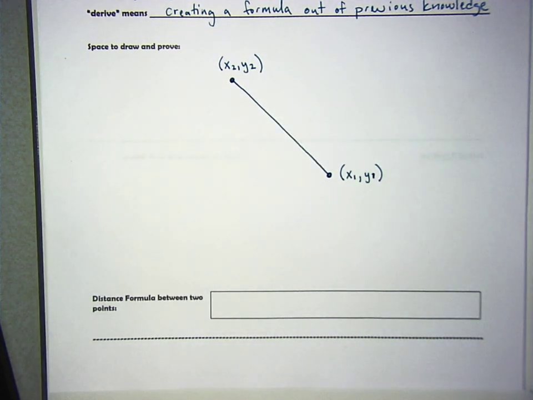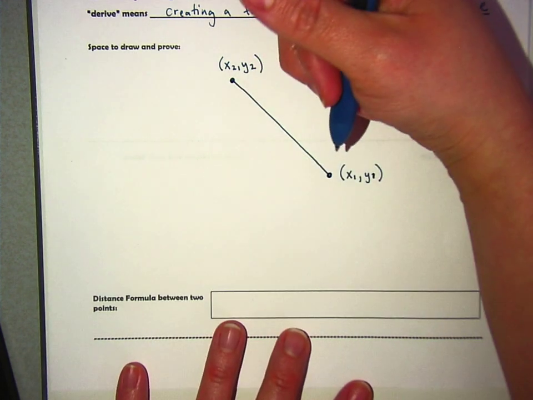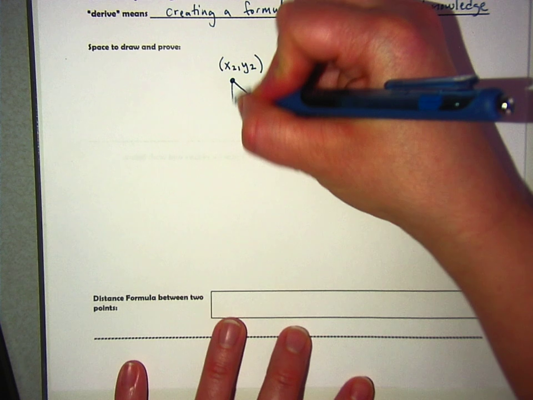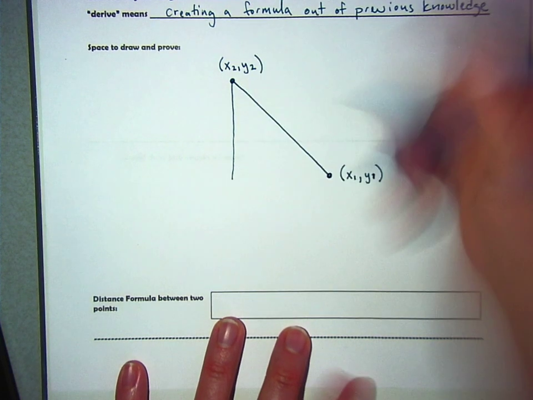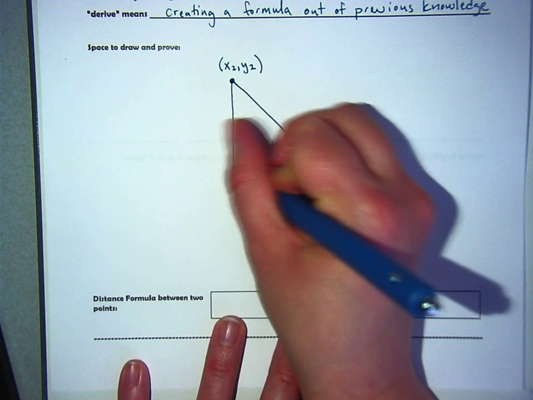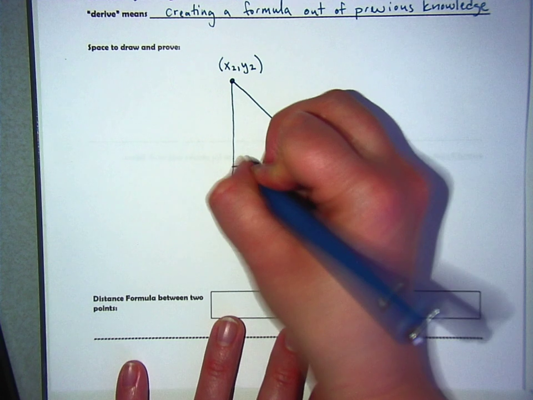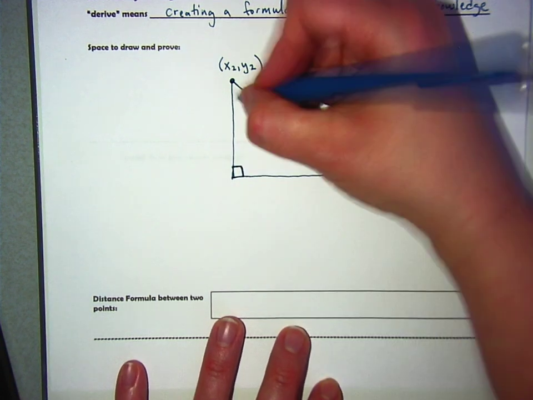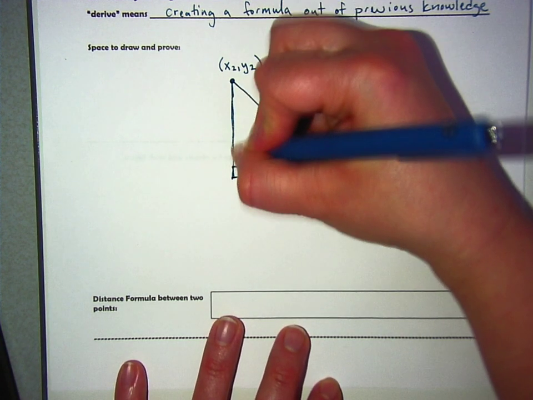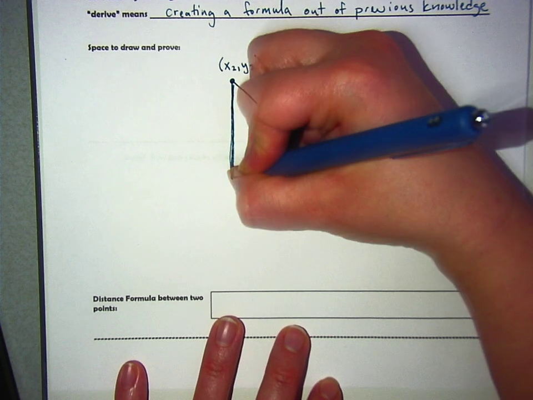So here's how you figure it out. Let's make this into a right triangle, but this is the hypotenuse. So draw a right triangle best you can. You can tell that it's a right triangle because it has a right angle in it. Okay.